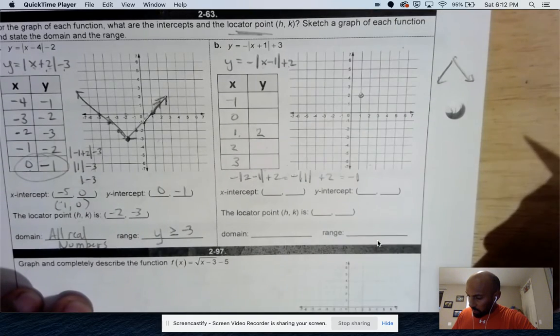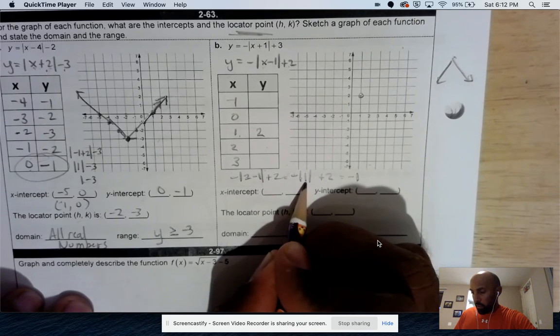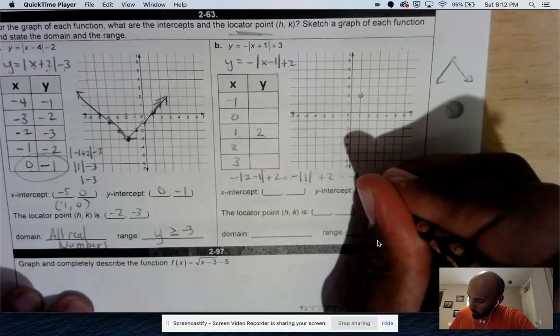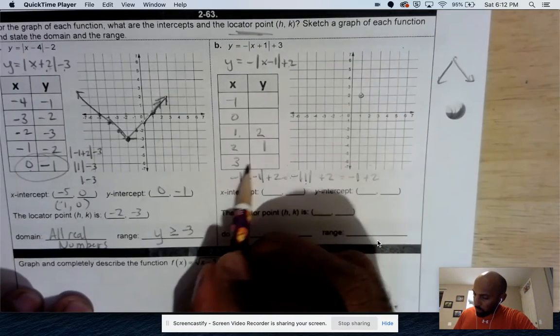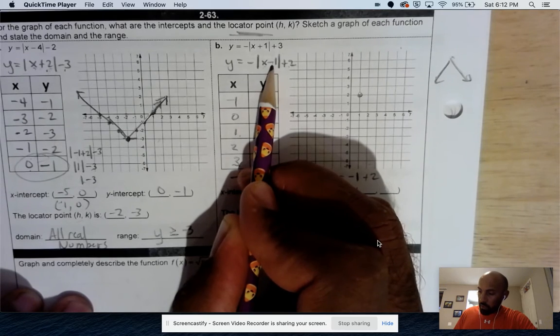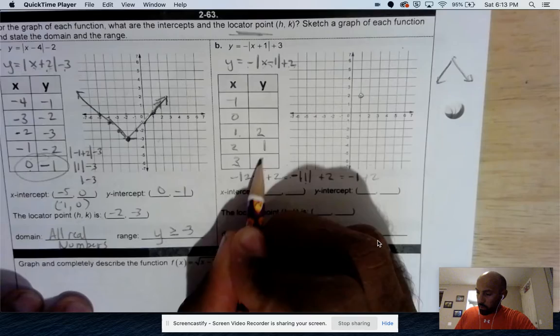But then we multiply that negative that's outside of it. So even though the absolute value of 1 is positive 1, there's a negative outside, so it becomes negative. And then we add 2, so the answer is 1. Okay, if I plug in 3, 3 minus 1 is 2. Absolute value of 2 is 2. Multiply the negative, you get negative 2 plus 2 is 0.